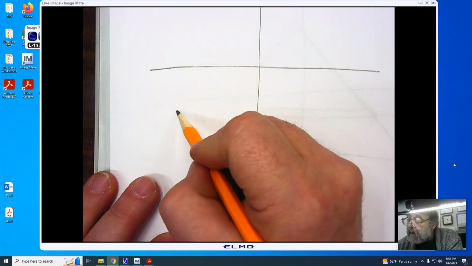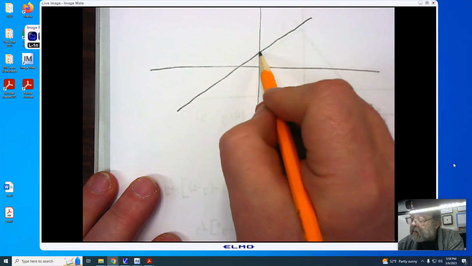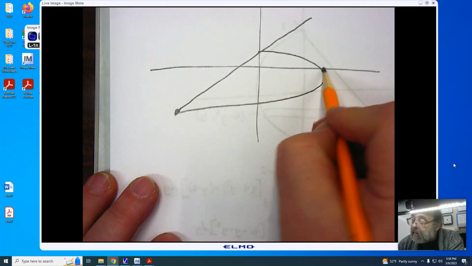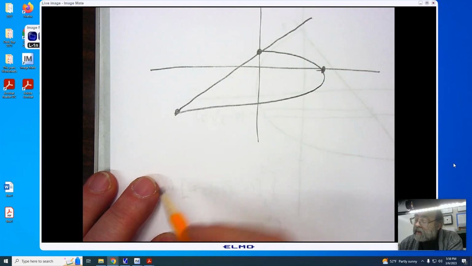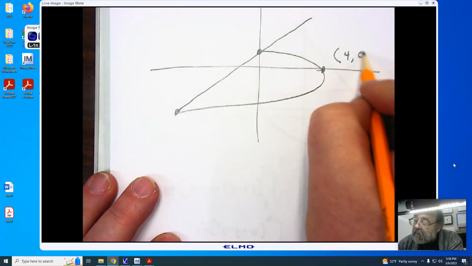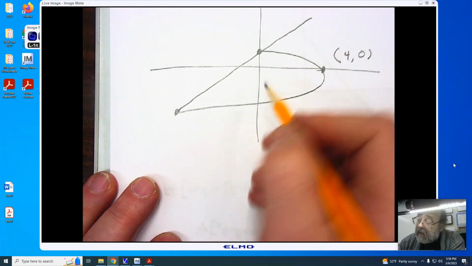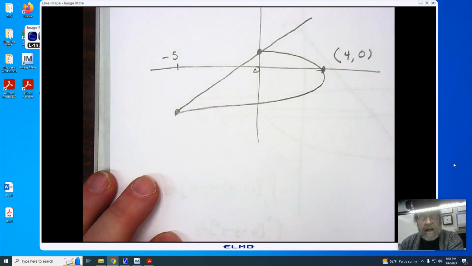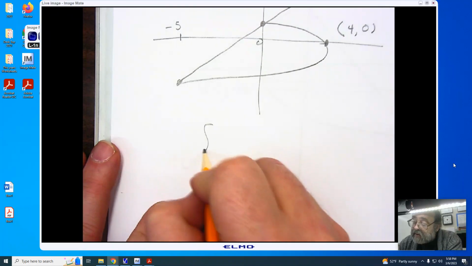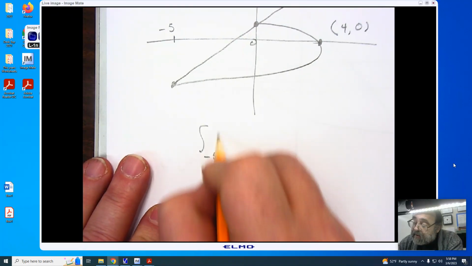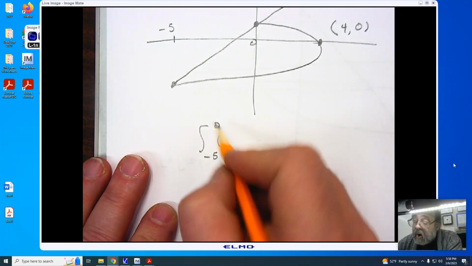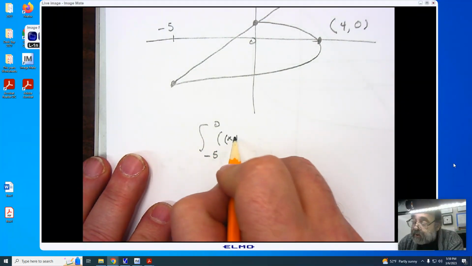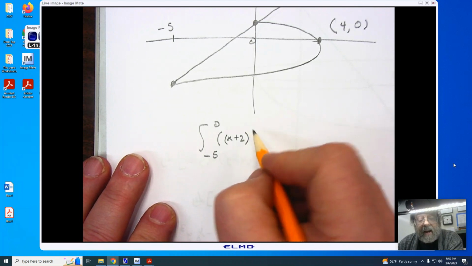So we're now cutting across like this again. Graph goes around. We need this point, that point, and we already know this one. So this is 4, 0. This one is at 0, and we're looking at -5. So we have the integration of -5 to 0, and we have our linear equation, which was the x plus 2, as we simplified it.